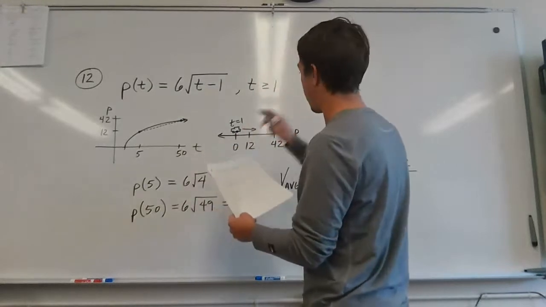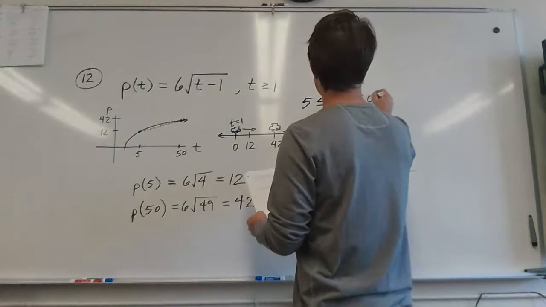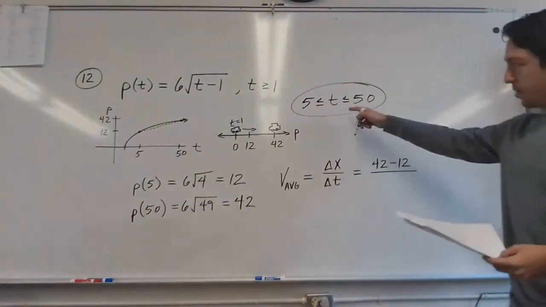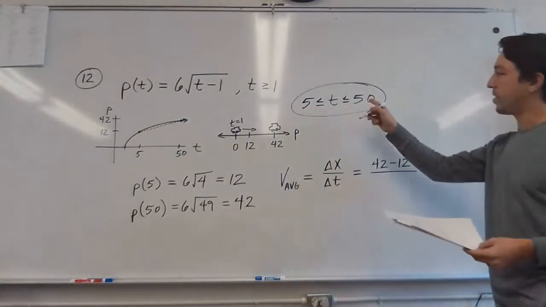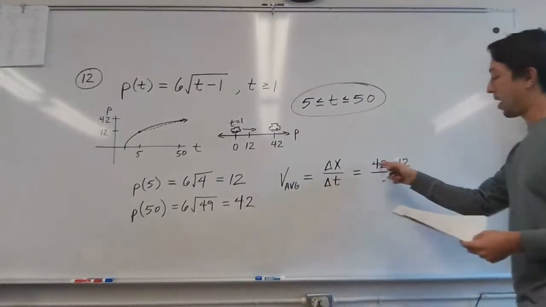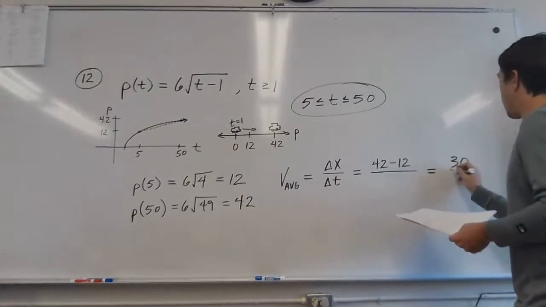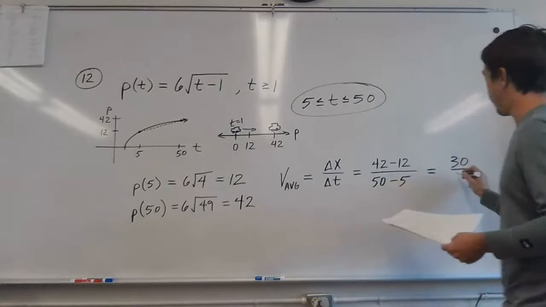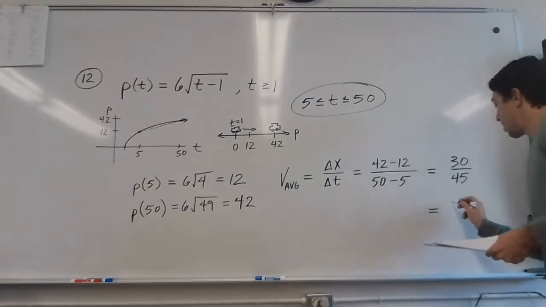On the time interval we're talking about, does this make sense to everyone? This is what we care about. So at time 5 he was at position 12, and at time 50 he was at position 42. So his delta x, his displacement, is going to be 30, and the time period is 45. Oh, that's where your 45 was coming from. So that, of course, is 2/3.